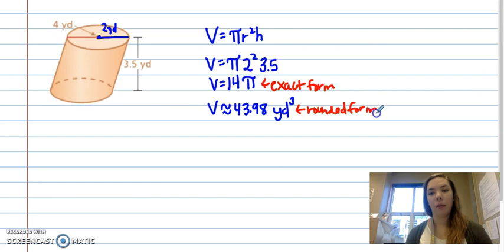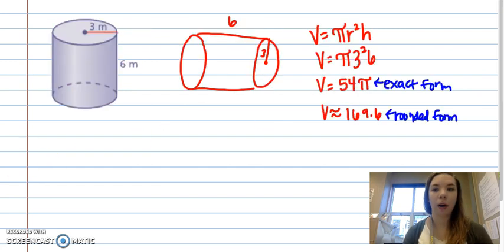Okay, and I think we need to go back and label the first one. This one was meters cubed. So about 170 ice cubes would fill this up. Ice cubes that are a meter long.